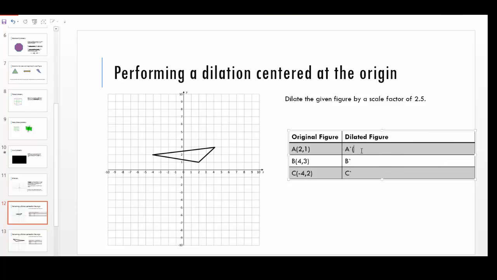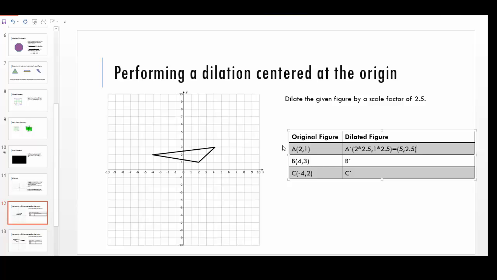So for A, its x coordinate is 2, so we need to multiply 2 by 2.5, and we need to multiply its y coordinate 1 also by 2.5. That gives us a new coordinate of 5, 2.5. That would be its dilated coordinate.